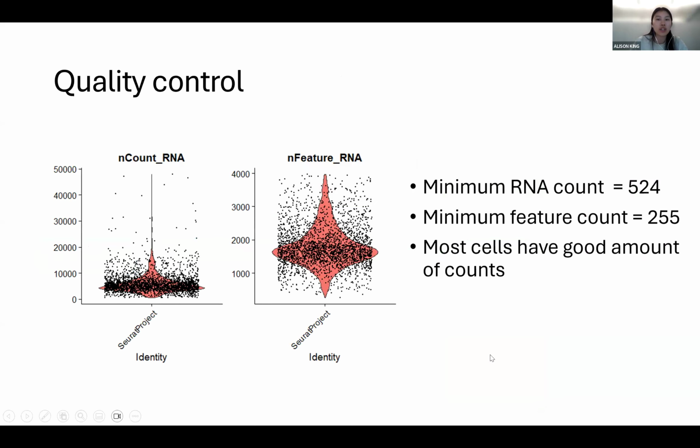And for example, quality control, I checked the nCount_RNA and nFeature_RNA. And for the nCount_RNA, the minimum was 524, which seems pretty good. And for the nFeature_RNA, the minimum was 255. So most of these cells do seem to have a good amount of counts and features.